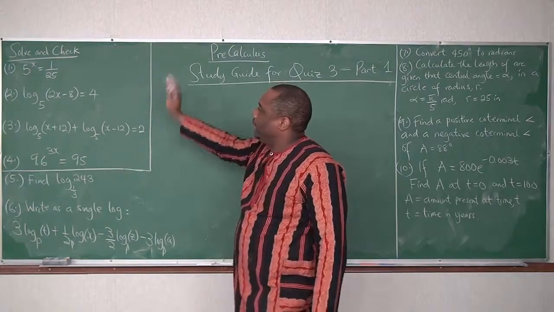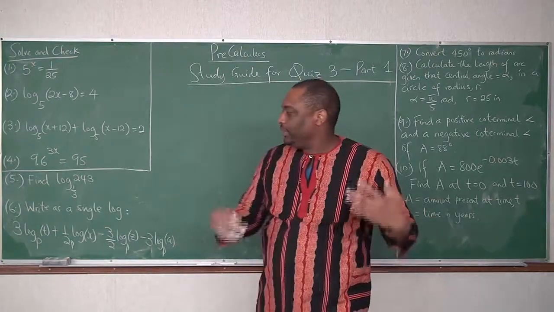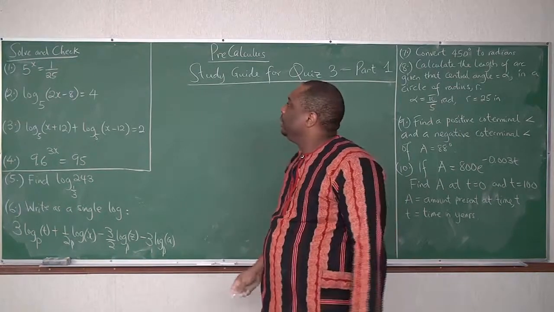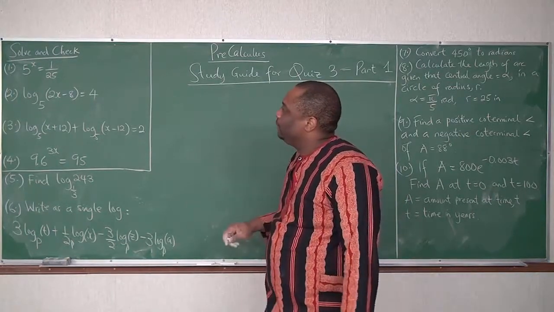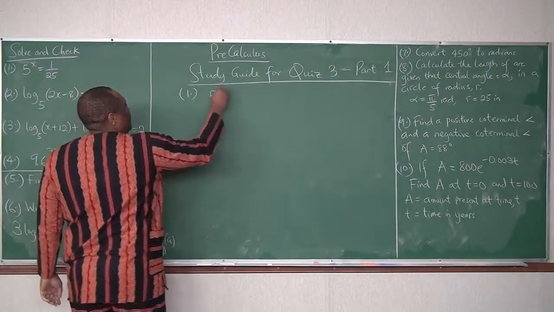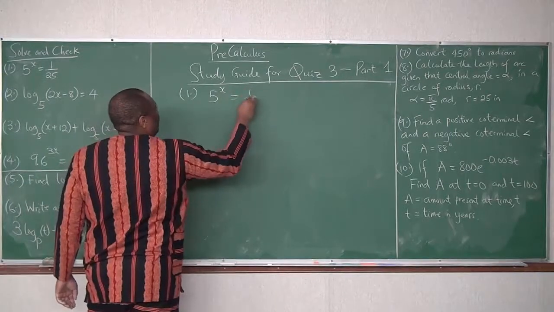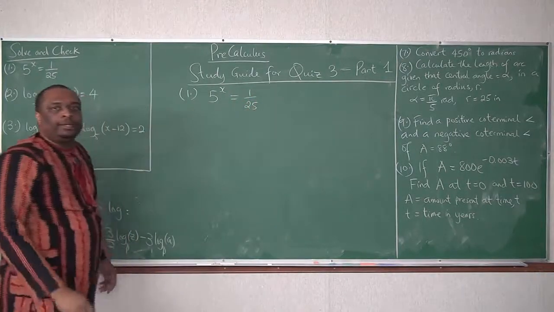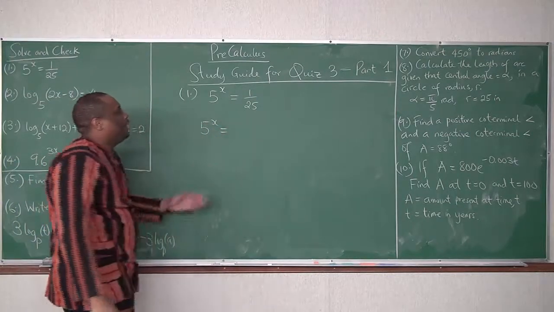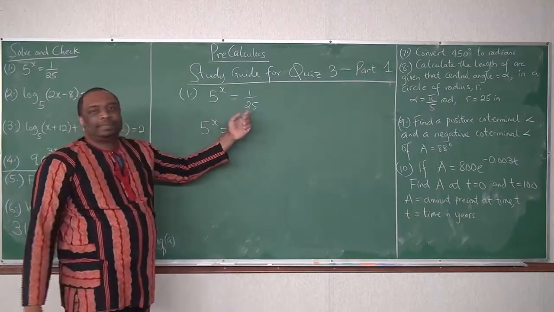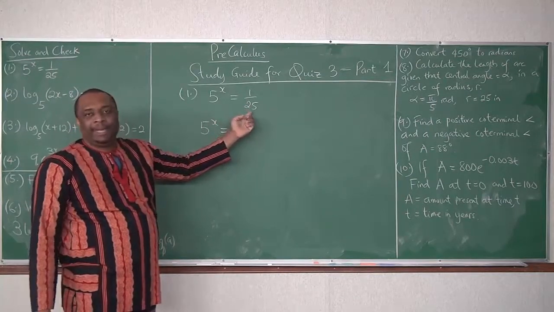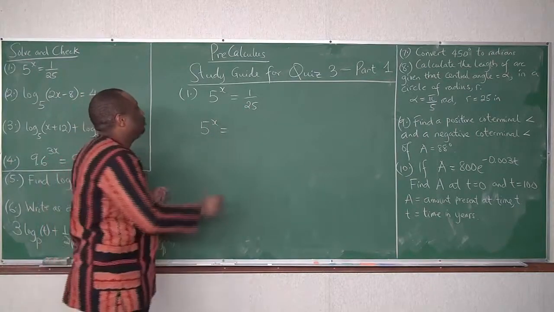As usual, anything called equation, I encourage my students to check their work. So the first one is an exponential equation. We have 5 raised to power x is 1 over 25. So you could have that 5 raised to power x is... you want to put this in base 5. That is what you want to do.